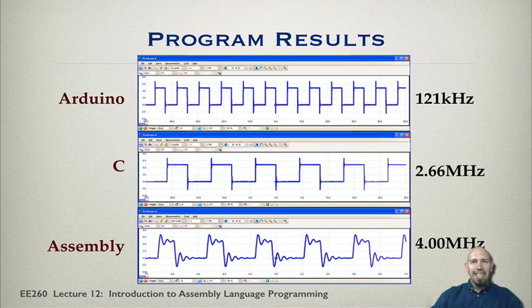So this is our brief introduction into using assembly on the Arduino. When we come back next time, we're going to look in detail at the assembly code used by the ATmega 328.